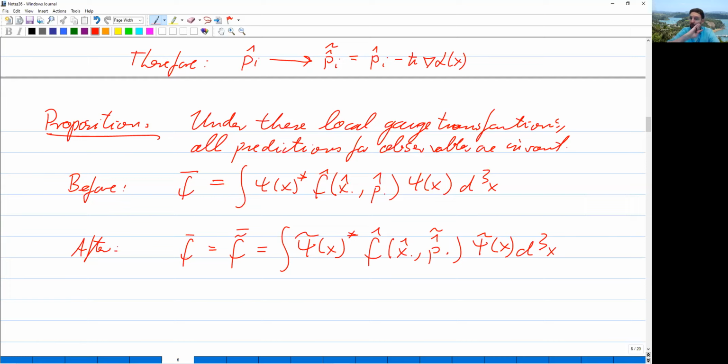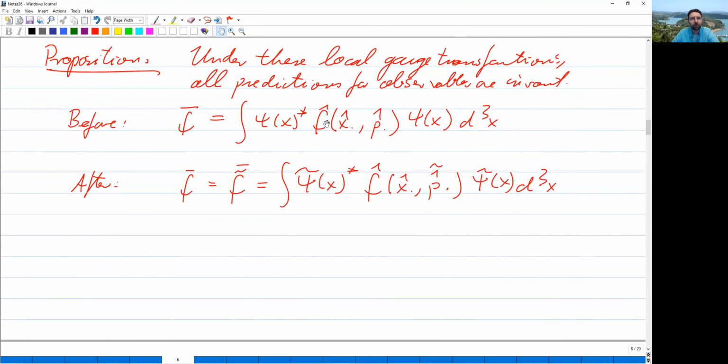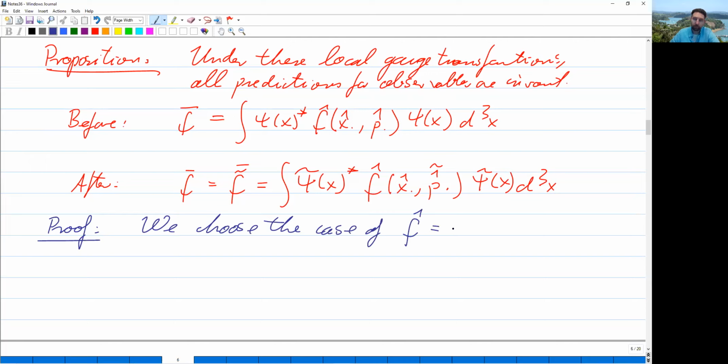The claim is that all observables have the same predictions now. In order to prove this, we should do it for all observables, but it actually suffices if we do it for one of the momentum operators, because then if it works for one, it's easy to see how it works for any polynomial or other function of the momentum operators. So we prove this. Proof. So we choose the case of the observable being equal to one of the new canonical momentum operators.